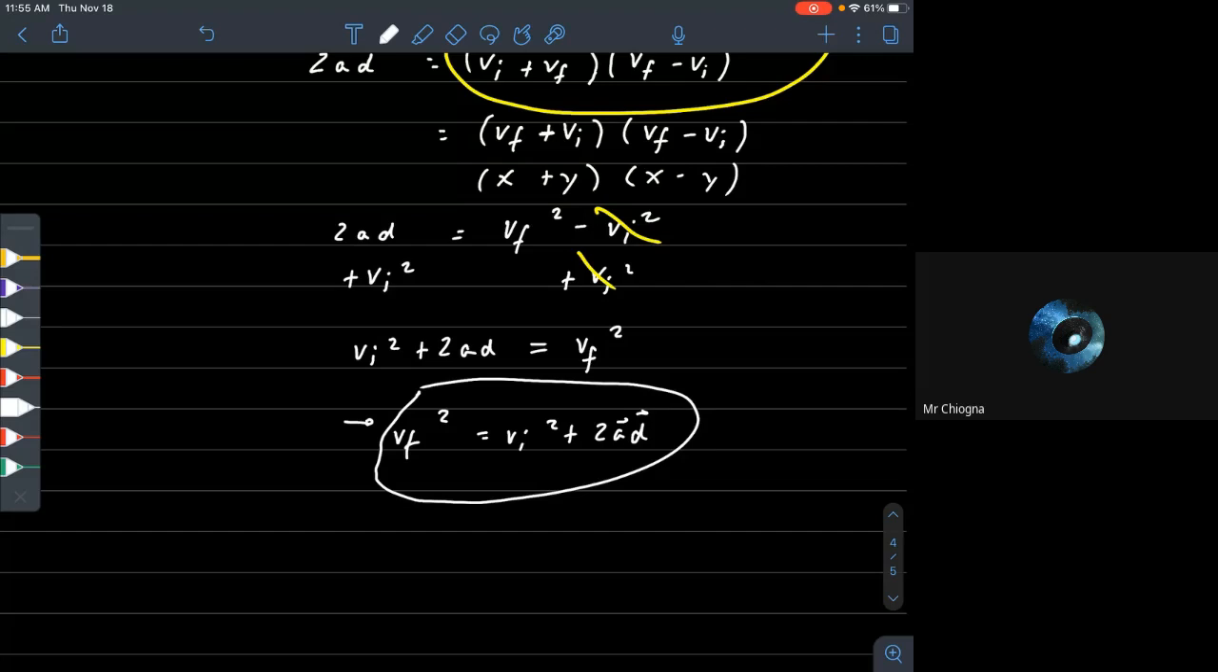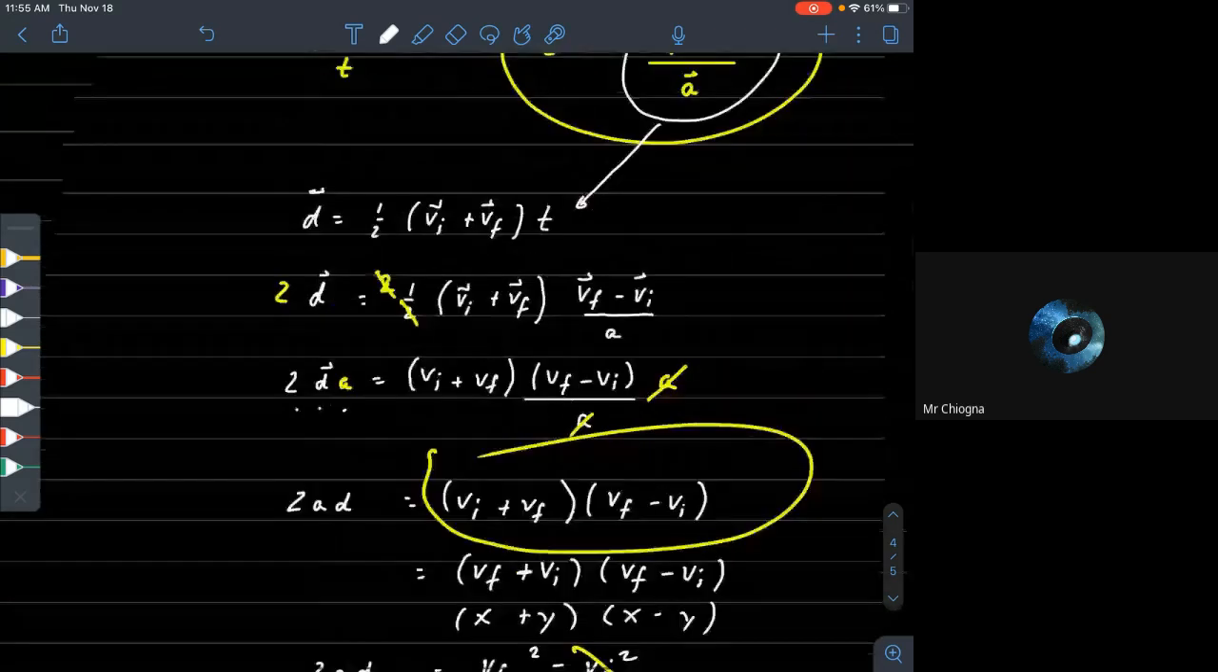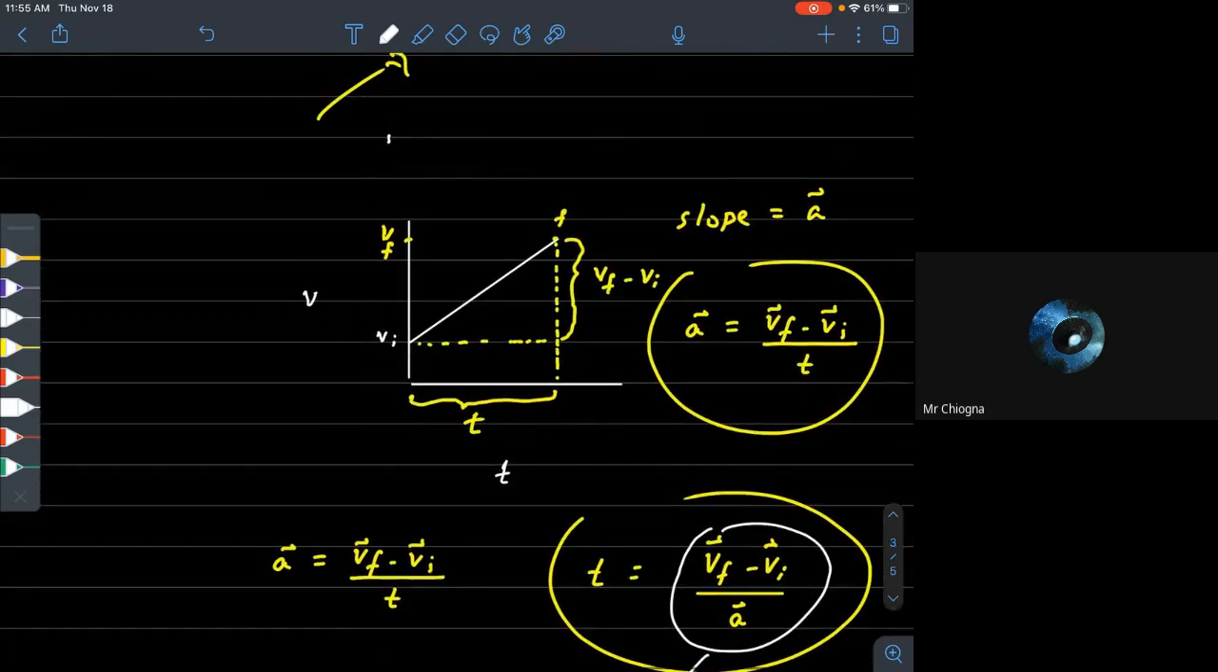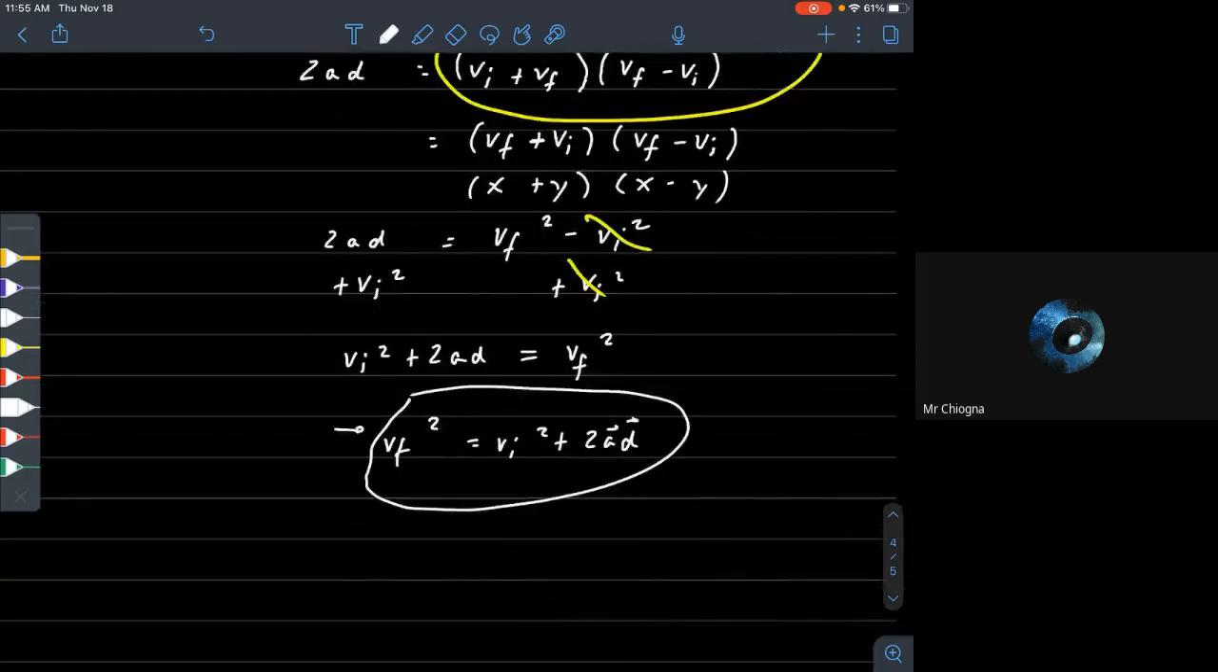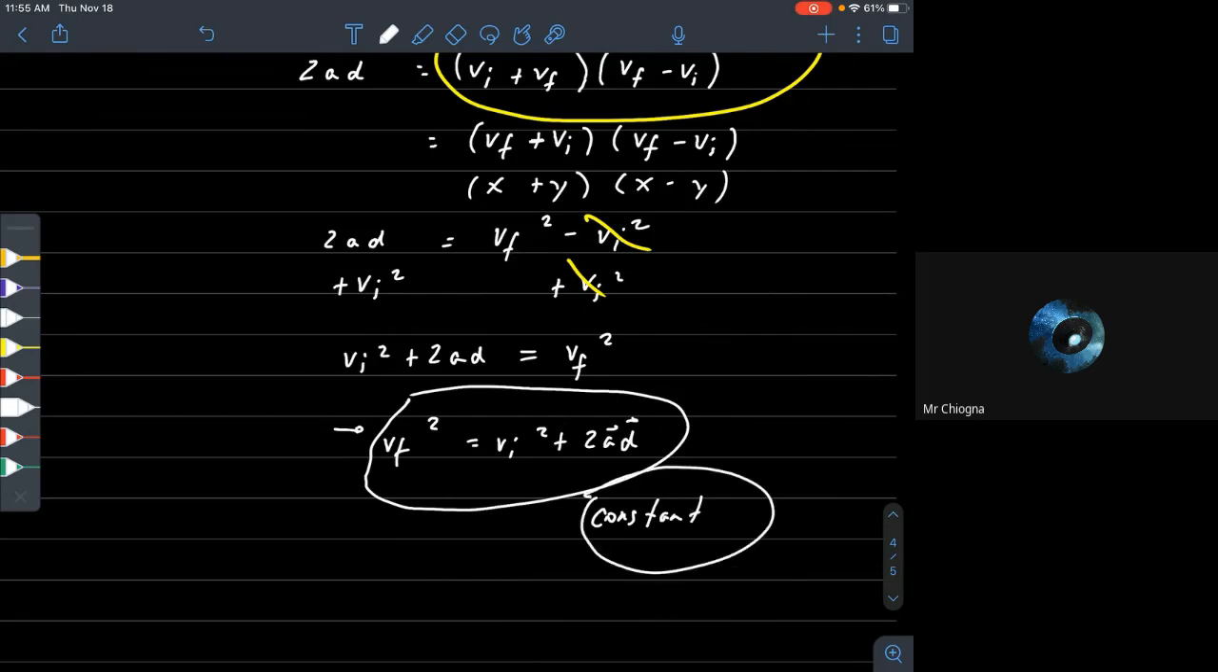Before we go any further, under what condition did I derive this? It's this graph here. What can you tell me about the acceleration? What type of acceleration is it? Constant. Could be fast, could be quick. It's constant for sure.